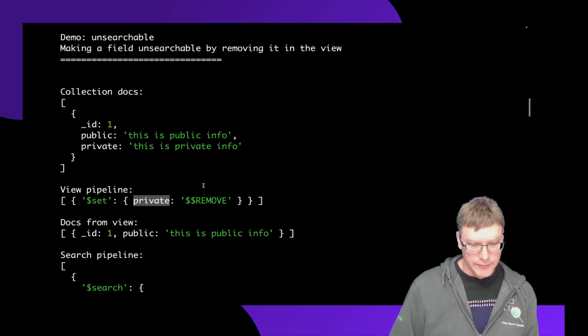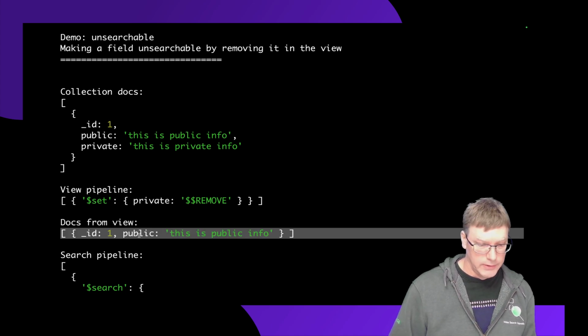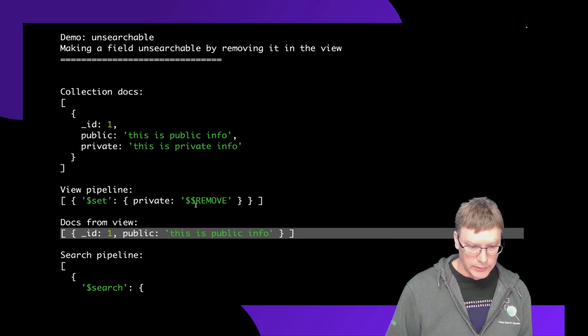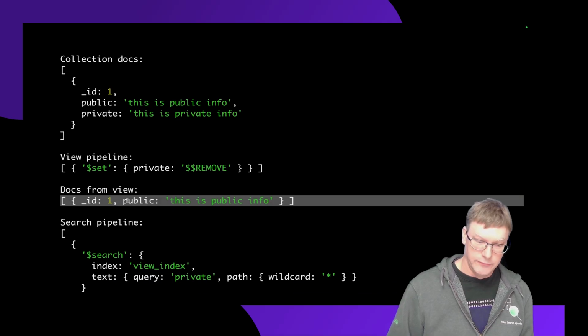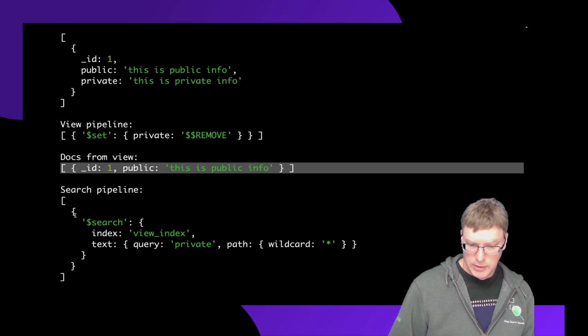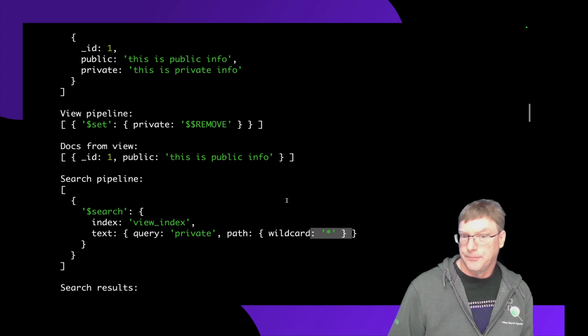Now we can look at the documents from the view, and we only see that there is a public field, not a private field. So that's what our search indexer, our document indexer, will see: only this one document here and this one field. It won't see the private field. And now if we do a search for the word private on all text fields indexed, we get no results.